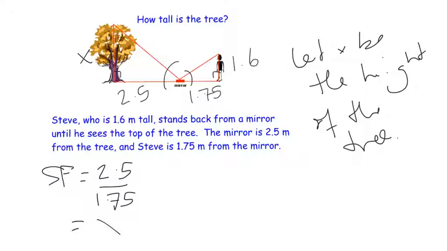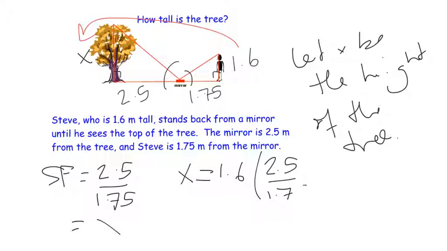So then, just like we had before, if I take Steve's height and I want to use it to get the tree's height, since the tree is taller, I have to multiply Steve's height by the scale factor. So in this case, x equals 1.6 multiplied by the scale factor, 2.5 divided by 1.75. Okay, so now of course you would pull out your calculator, and you would get approximately, again it's not an exact number, approximately 2.29 meters for x.